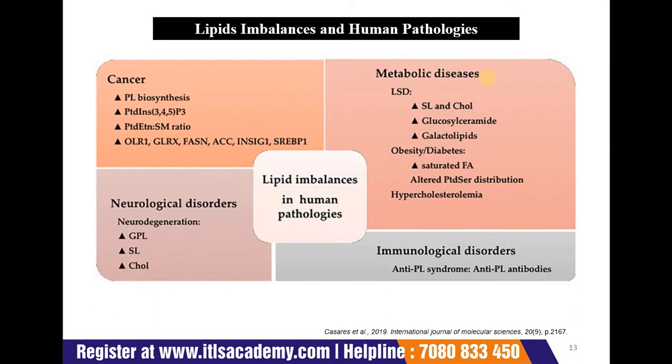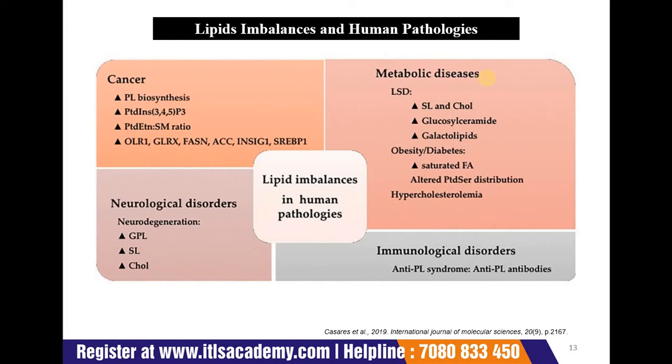Now there are also a lot of metabolic diseases, for example lysosomal disorders, which are lipid storage disorders. If there's a defect in sphingomyelin, cholesterol and galactolipids, a metabolic disease happens. It leads to obesity and diabetes, which are associated with saturated fatty acids. If you have an intake of saturated fatty acid, for example palmitic acid, it has been shown to induce endoplasmic reticulum stress and ultimately lead to cell death.